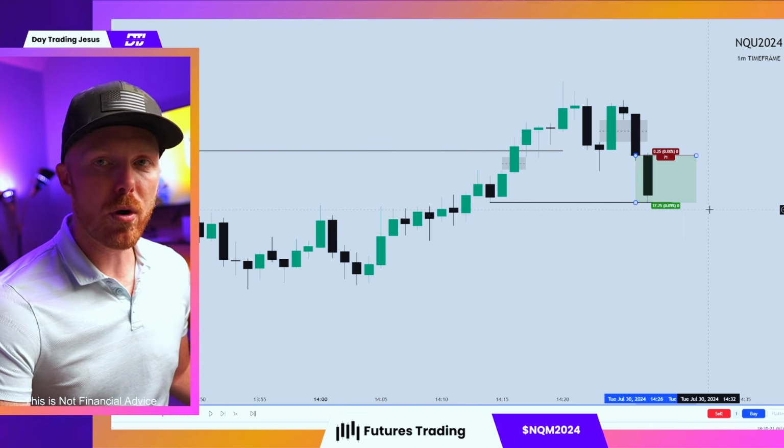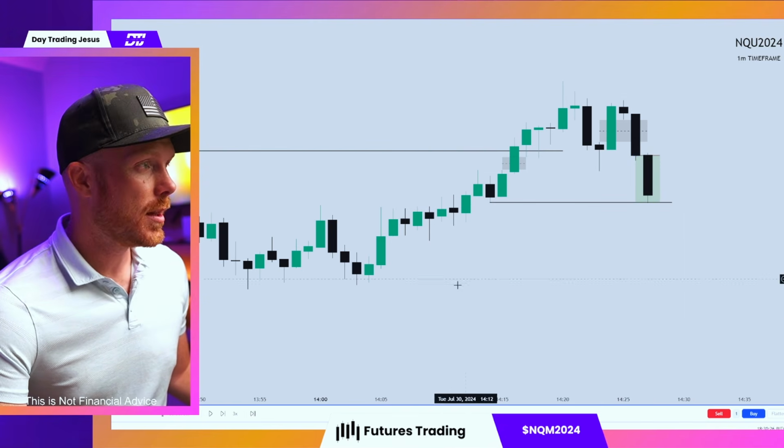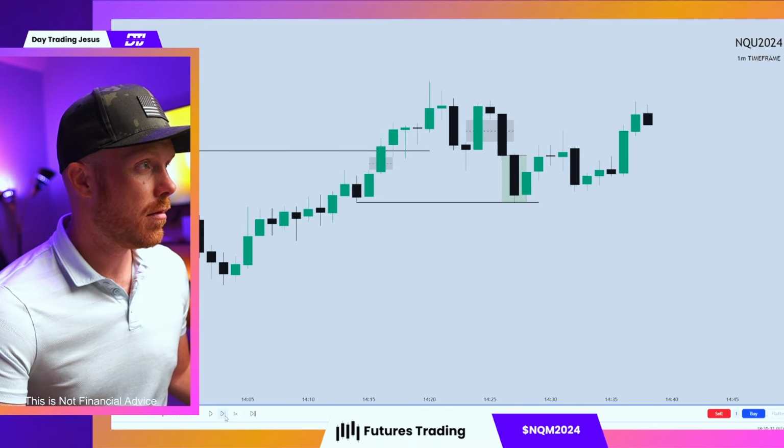And it's so important that you make sure you take your profit, because this may reverse. Let's just play this out and see what happens. Price actually runs the other direction.